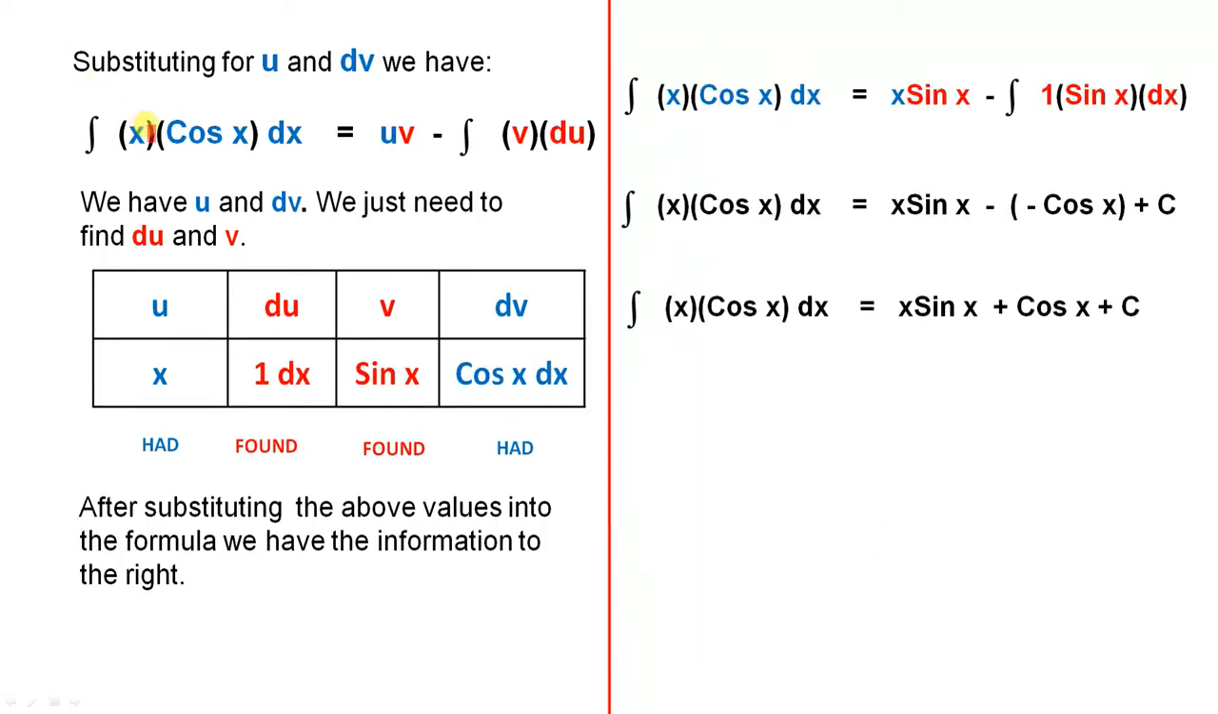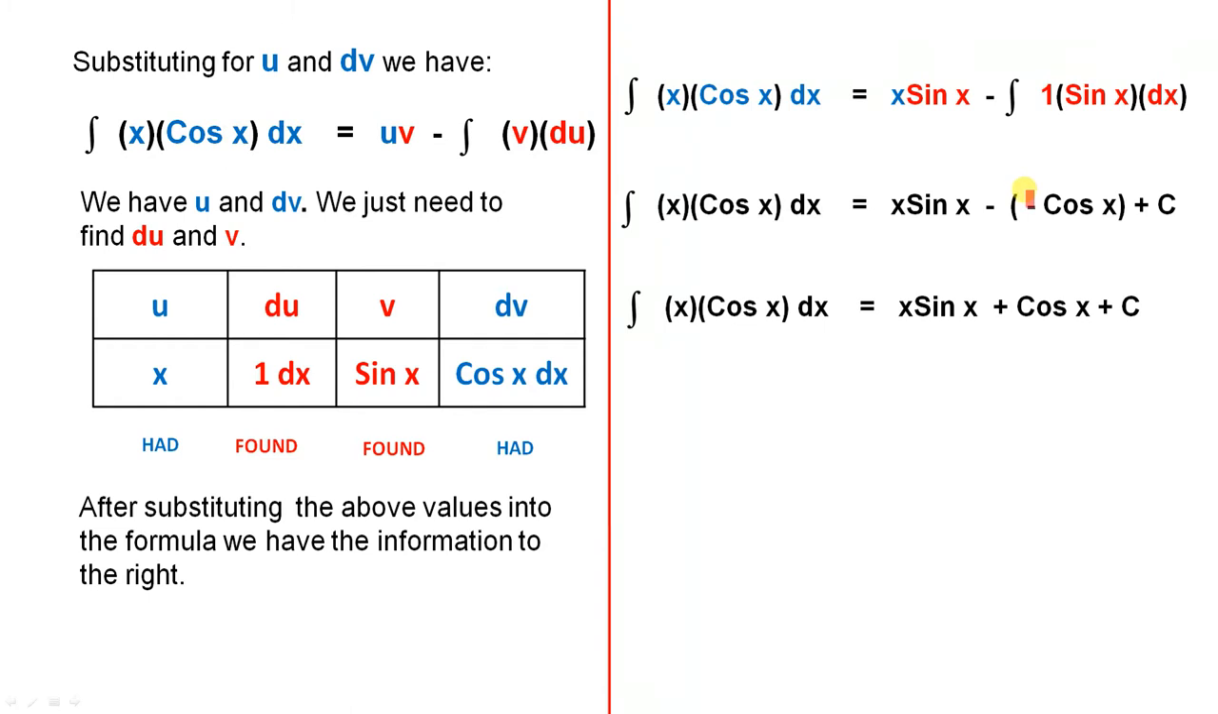So there's u, and there's dv. Now here's our table again. We have u and dv, we found those. We just need to find du and v. Now if u is x, that means du has to be 1 dx, because when we differentiate x we get 1. If dv is cos x dx, if we integrate cos x, that gives us sin x. So now we have everything we need. We had those two that were in blue. We've just found the two red ones. After substituting the above values into the formula, we have the information to the right. So we've just substituted everything into the formula.